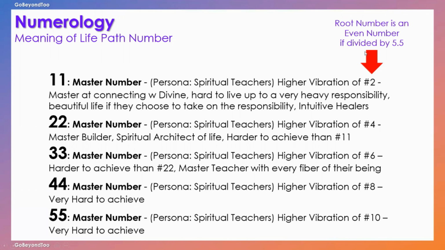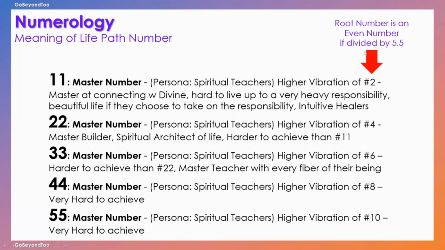They are intuitive healers. What you will notice is that at all the root numbers of these numbers, if you divide 11 by 5.5, for some reason, you end up with the root number 2. If you divide 22 by 5.5, you end up with root number 4. 33 by 5.5, you end up with 6. But these numbers 11, 22, 33, 44, and 55 have even numbers as the root number. All of them have the same thing in common, which is these people are spiritual teachers with slight differences between them.